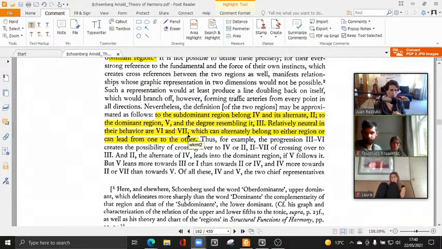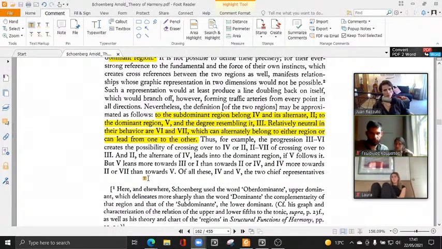Yeah? Laura? Thus, for example, the progression 3-6 creates a possibility of crossing over to 4, or 2-7 of crossing over to 3rd. And 2 to the alternate of 4th, the subdominant, leads into the dominant region if 5 follows it. But the dominant leans more towards the 3rd or the 1st tonic than towards the 2nd or the 4th. And the 4th more towards the 2nd or the 7th than towards the 5th.